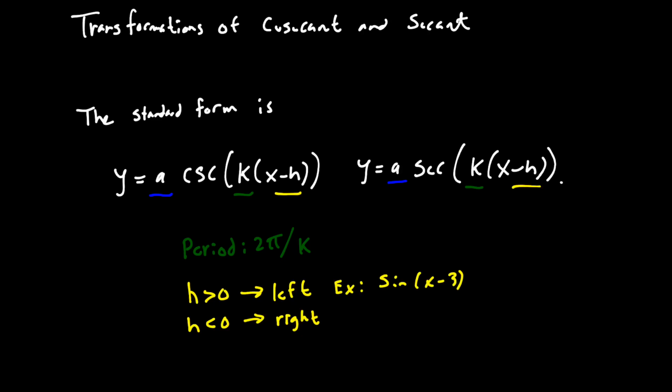For example, sine of x minus 3, we're going to shift our graph to the right by 3 units, and sine of x plus 3, we're going to shift our graph left by 3 units.